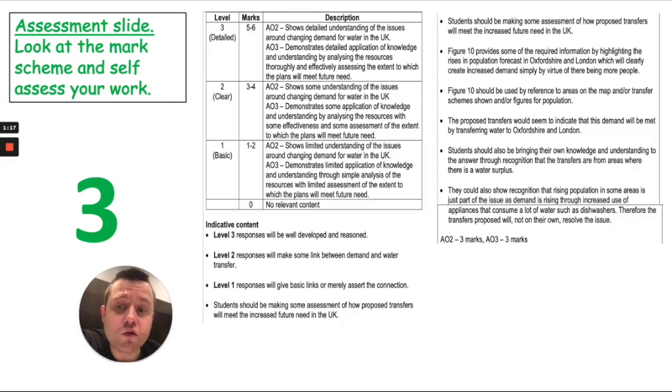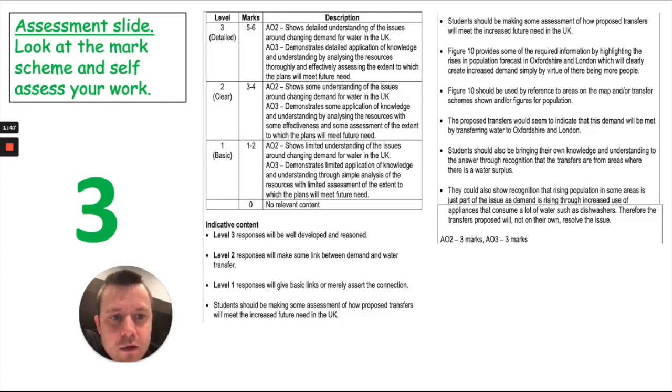Try and bring in the ideas of, well, the areas they're moving the water from have high precipitation and lower population densities. This means they have a water surplus. Whereas Oxfordshire and London have already got high populations, and the figure is telling you they're getting bigger. Well, if there's more people, they're going to need more water.